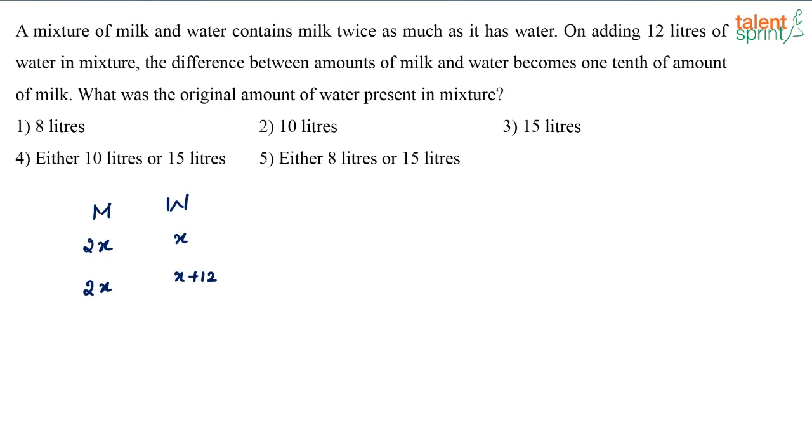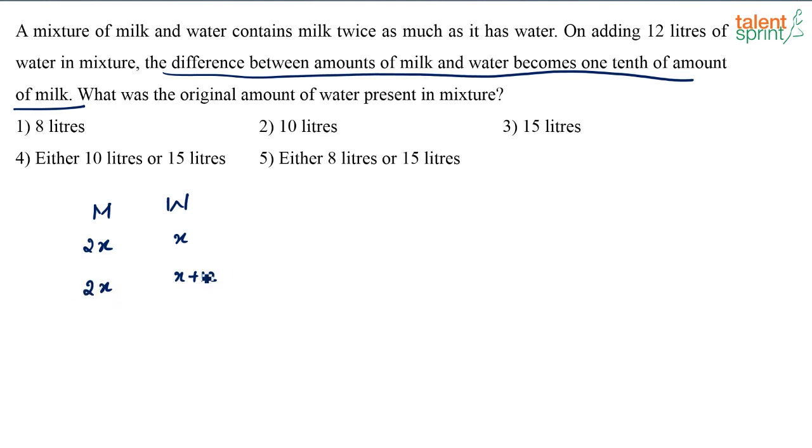See, there is a small catch here in this question. This is where you can go wrong. At this point the difference between the amount of milk and water is 1/10 of the amount of milk. Earlier I know that the amount of milk is higher than the amount of water, correct? Now when I add this extra 12 liters of water, I don't know which of this is greater, right? Is the amount of milk greater or is the amount of water greater? So there can be two possibilities here.